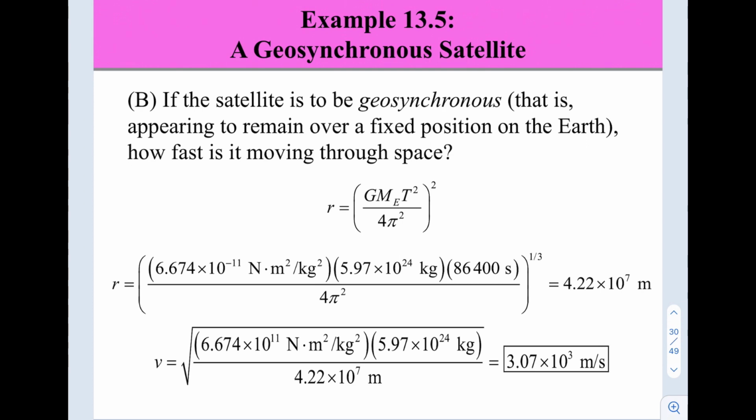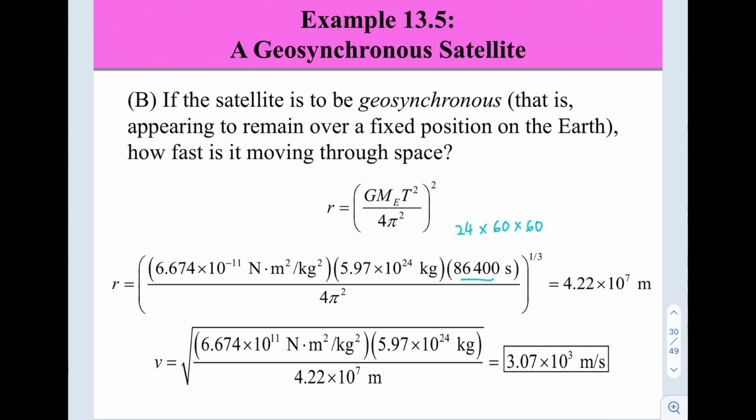This is our G. This is our mass of the Earth, also taken from the useful planetary data table just now. And this is the period. How do we get this? This is 24 hours times 60 times 60, then it is in seconds. Then r is equivalent to 4.22 times 10 to the power of 7 meters.